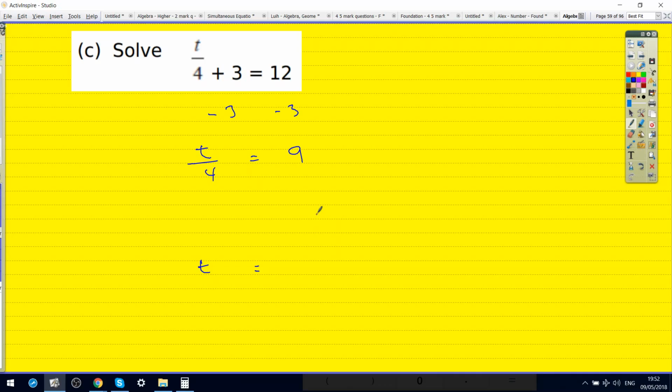Any idea what you do next? No. Well, T divided by 4 is 9. And so, opposite of divide by 4? Divide by 4, so... How can you get rid of divided by 4?